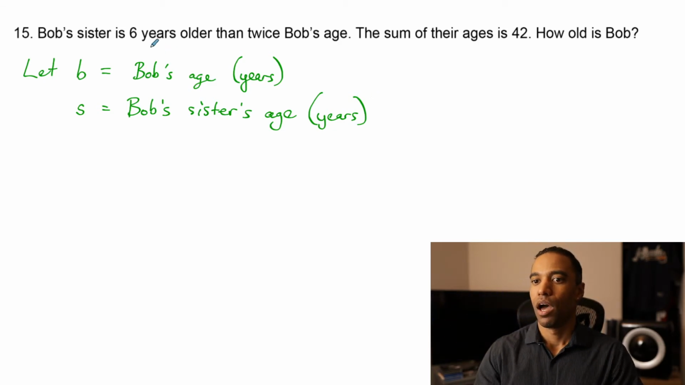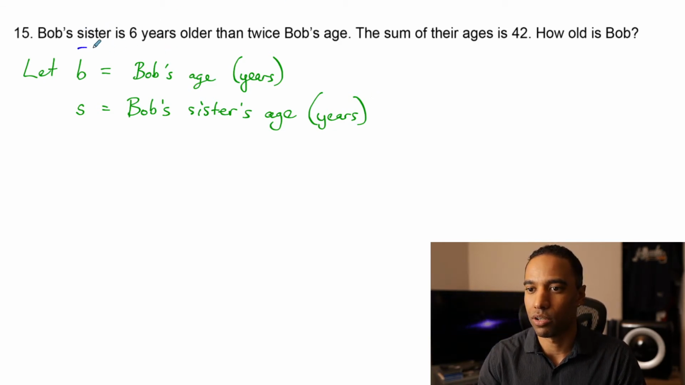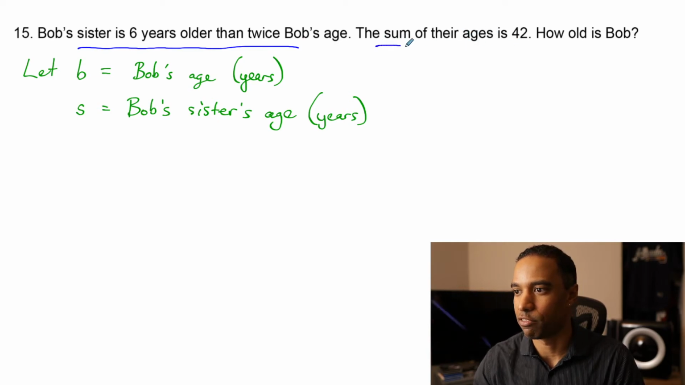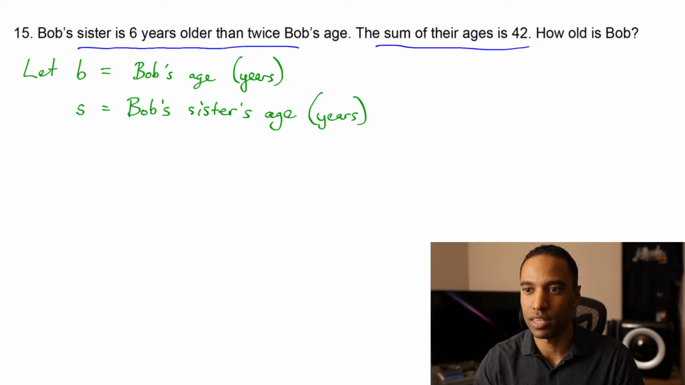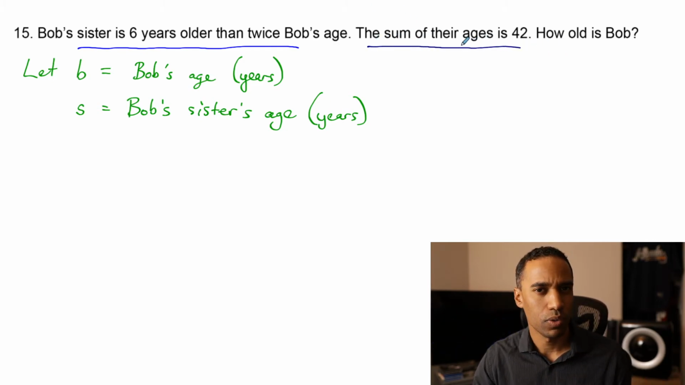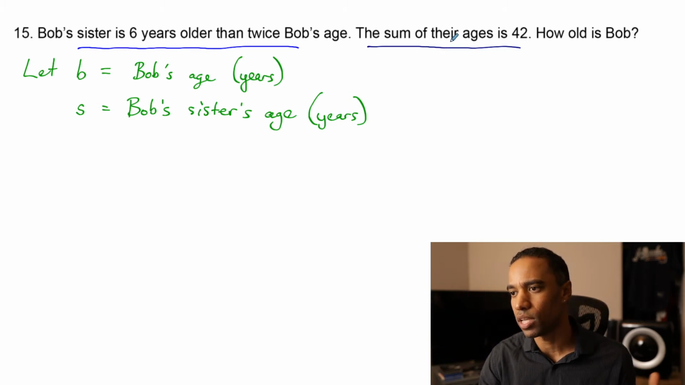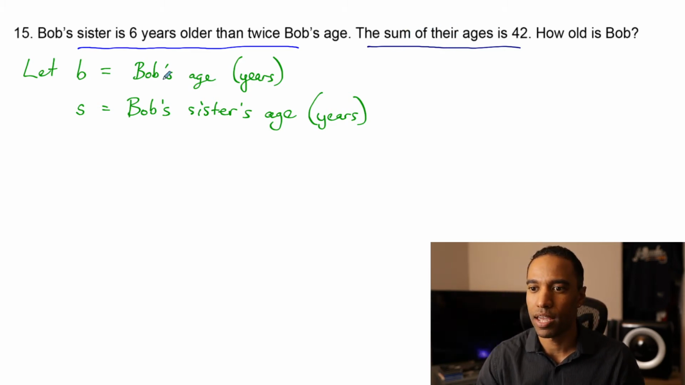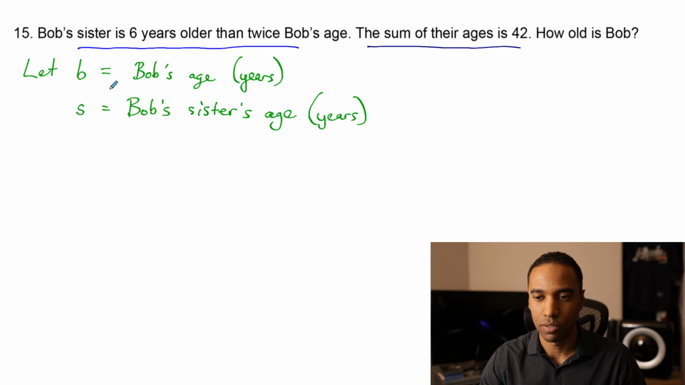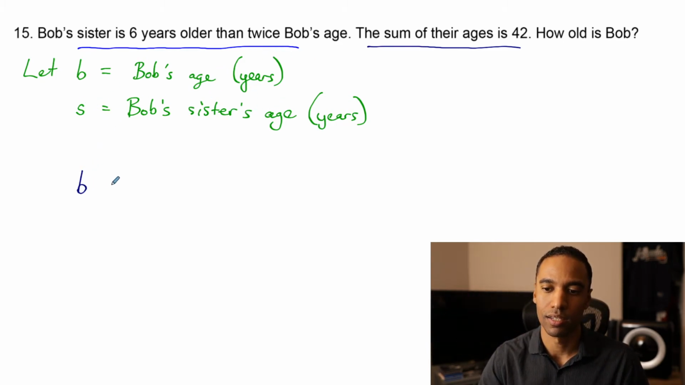All right, this information is a little harder to work with than this information right here. I think their sum of their ages is 42 is a lot easier to deal with, so let's start with that. Just like the John and Bob scenario, the sum of their ages is 42. Bob's age plus Bob's sister's age equals 42. B plus S, not a 5, equals 42.